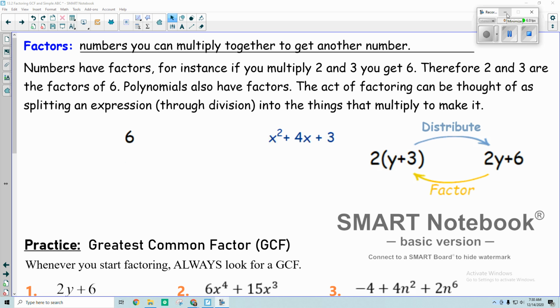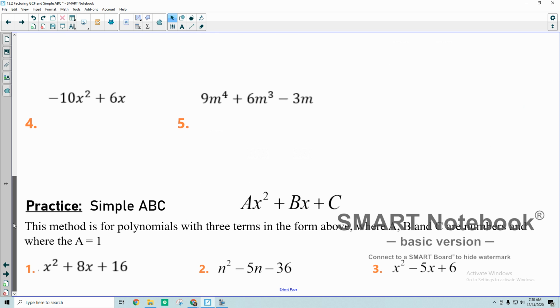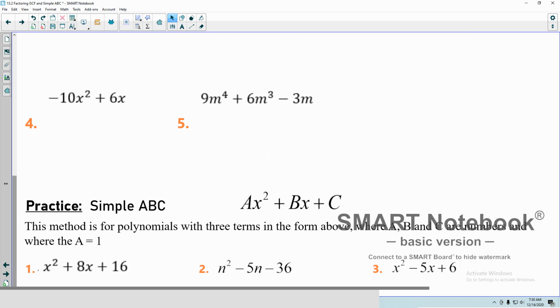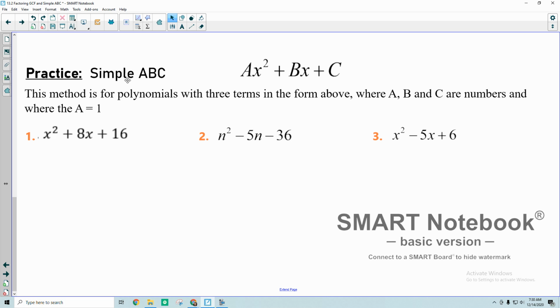All right, guys, so today we're going to look at factoring, okay? Specifically, in just a moment, we're going to look at how to factor what's called a simple ABC, okay? This is just where we have three terms. So here we have this term, and this term. We have three separate terms, just like in these problems below, and we'll look at how to factor those, okay?